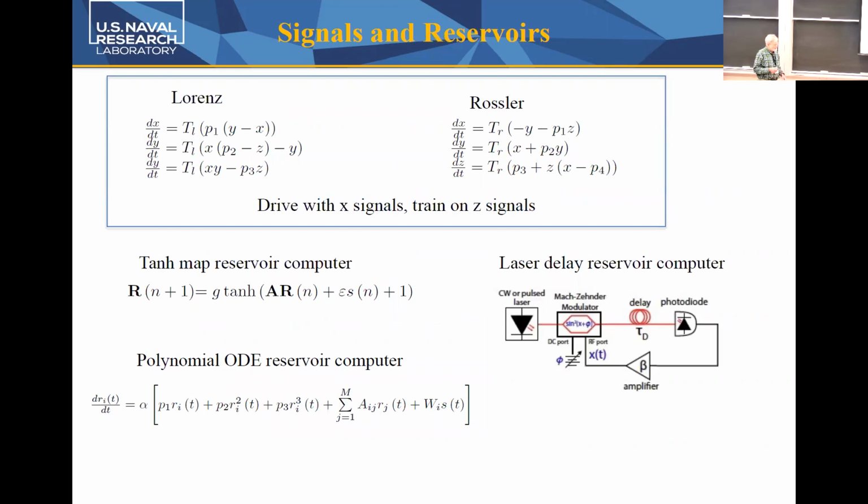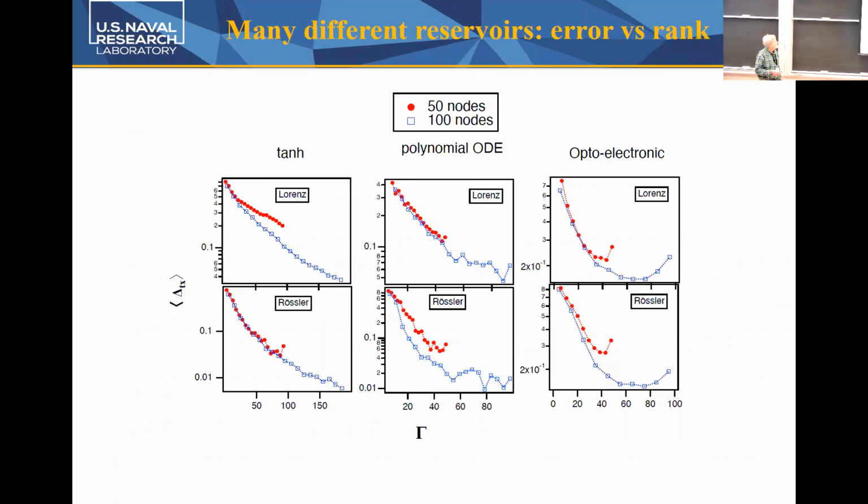Okay, so the two signals I'm going to be using here are fairly familiar. I'm going to look at Lorenz or Rossler chaotic systems for my measurement signals. I'm going to drive reservoirs with the X signals and train on the Z signals. The three different reservoirs I'm going to look at: one is a hyperbolic tangent map, which is fairly common in the literature. I've got the polynomial ODE Lou also talked about, and a laser delay reservoir computer. They're just three very different systems.